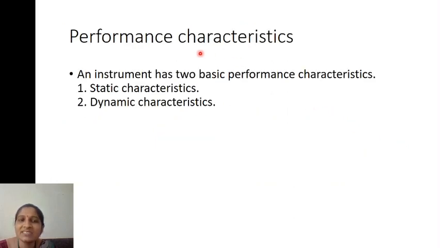Coming to the performance characteristics, there are two types: static characteristics and dynamic characteristics. By the name itself we can know, static means it does not vary with respect to time. So the characteristics which do not vary with respect to time are called static characteristics, and the parameters which vary with respect to time are called the dynamic characteristics.